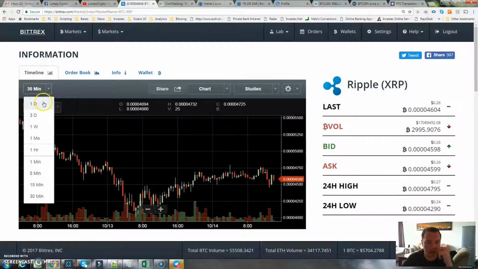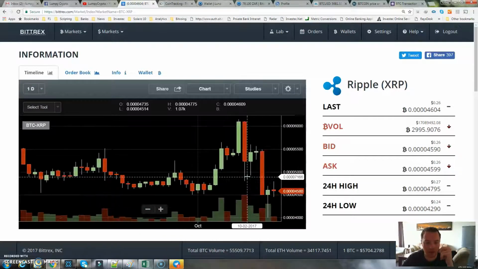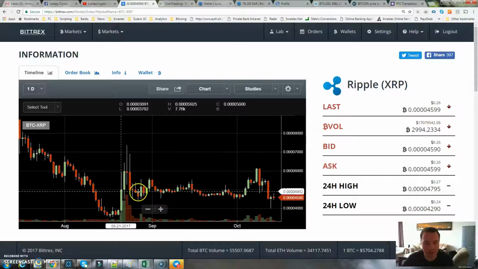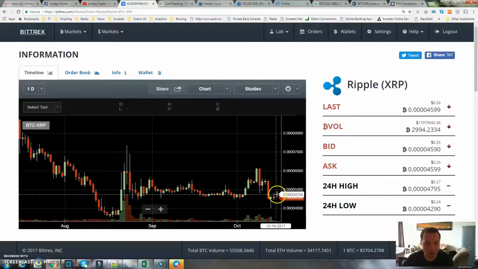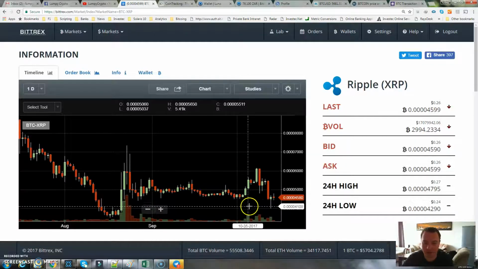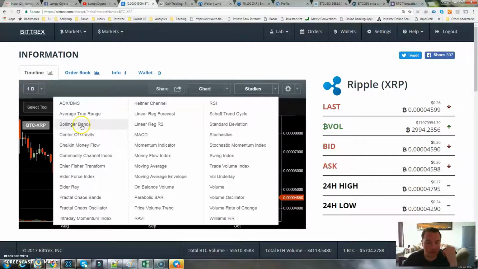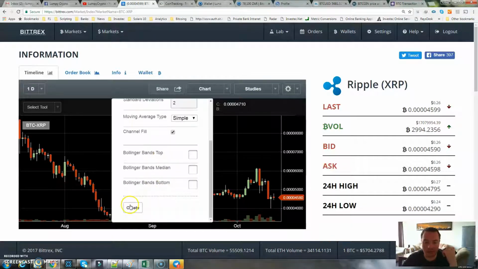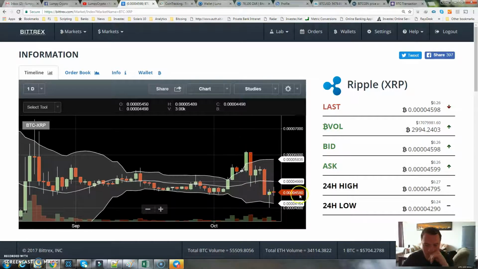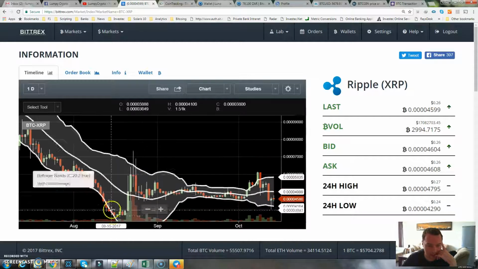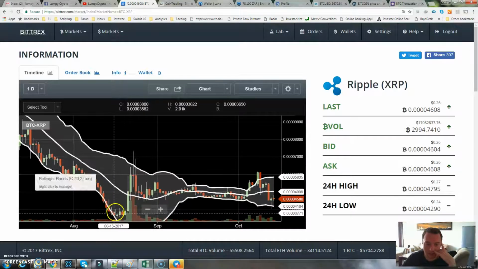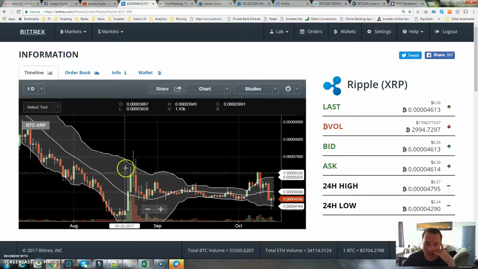If we change the date range to 1 day, we can see that it's found support at this level. It was further down, had a nice little spike, but let's see via the studies and Bollinger Band where it is. Ideally we're below the average. It'd be really great for us to buy at this level. So what we want to do here is buy around about there, as well as sell when it gets to the top of the Bollinger Band.